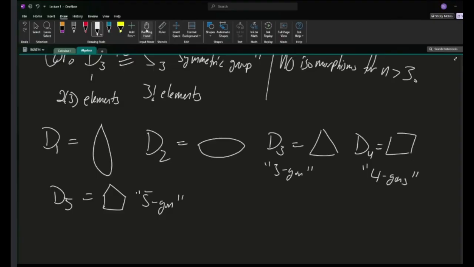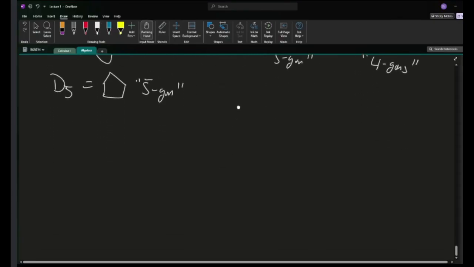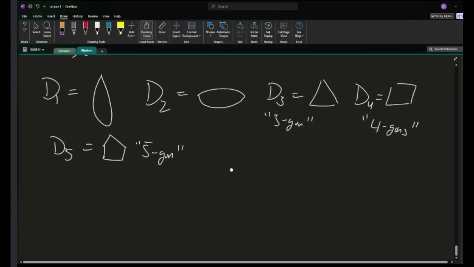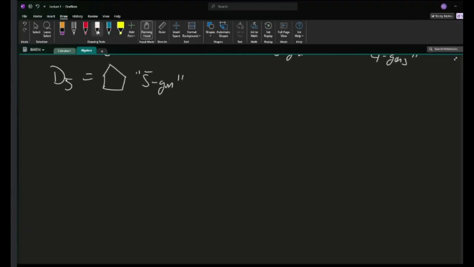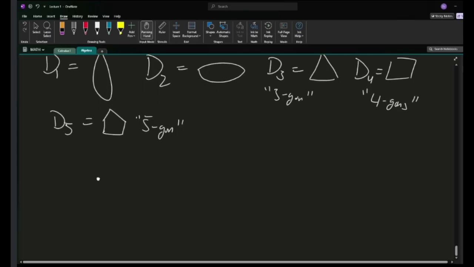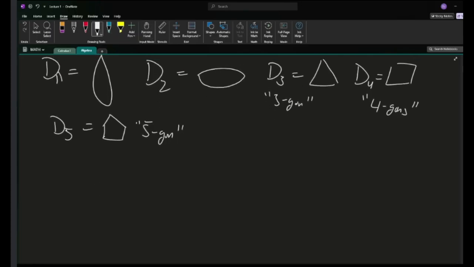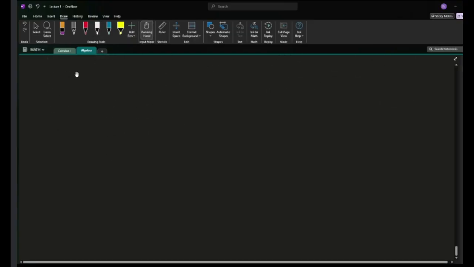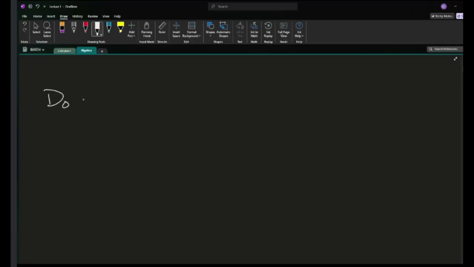So if an algebraist ever comes up to you and goes, "Oh, look at that 3-gon," or "Look at that 1-gon," think of these as just dihedral groups. Why wouldn't D1 be a circle? D1 wouldn't be a circle because it has no edges. These dihedral groups are specifically counting the number of edges each of these has. So a circle would be similar to D0 because it has no edges.